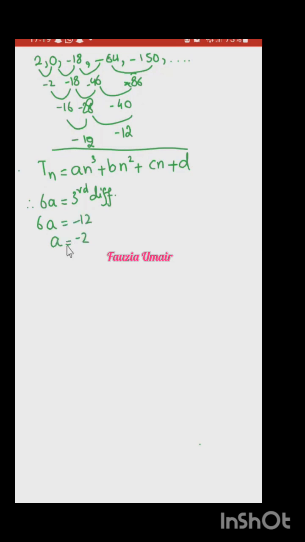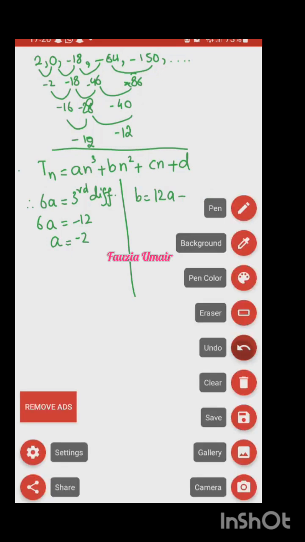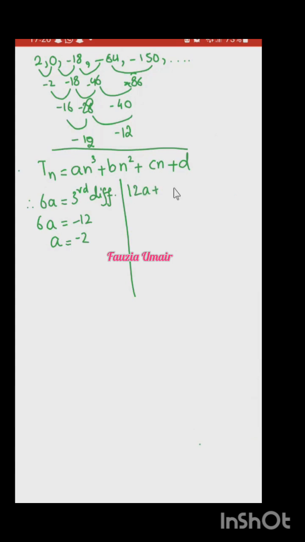Now b. Just one second, I wrote b. The formula is 12a plus 2b equals (t3 minus t2) minus (t2 minus t1).